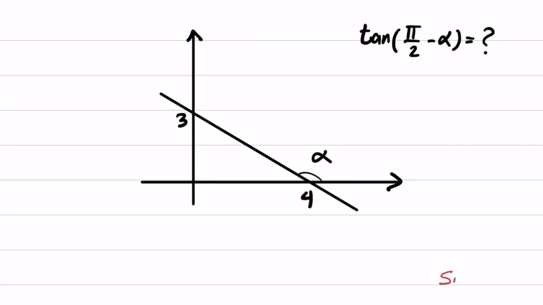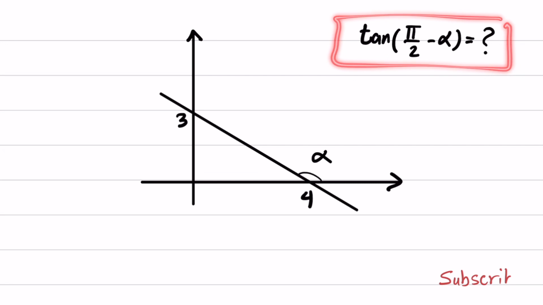In this problem, a line is given and the intersection of this line with the y-axis is given as 0, 3 and the intersection with the x-axis is given as 0, 4. This angle is also given as alpha. The question asks to find the value of tangent of pi over 2 minus alpha.